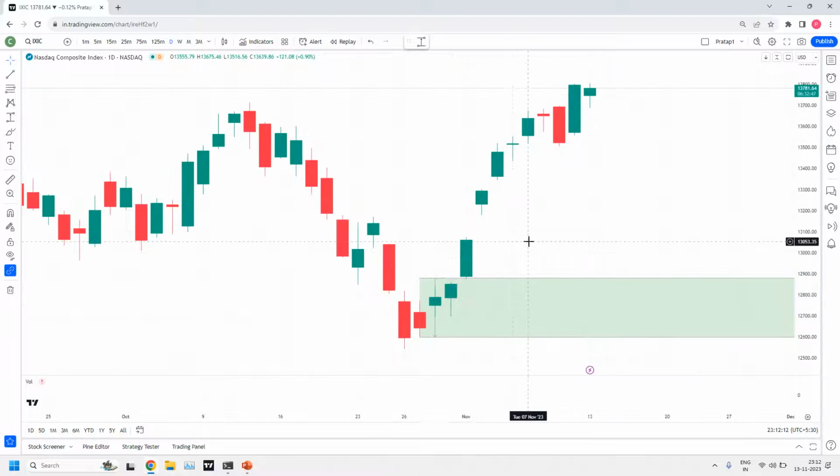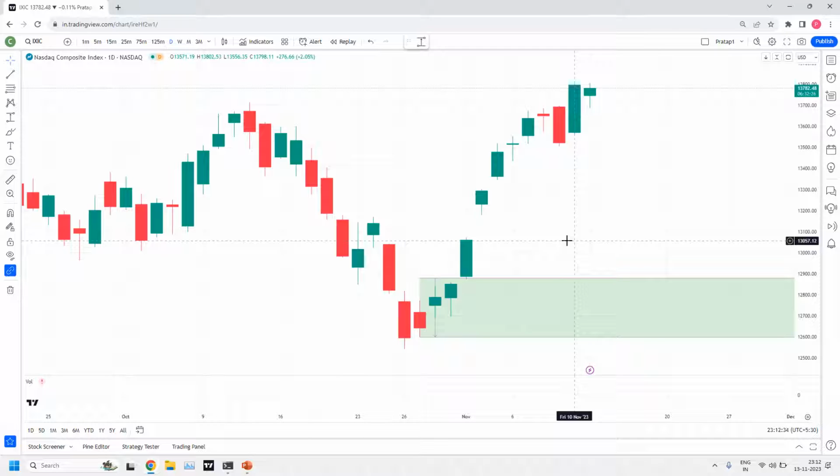But is it the correct way of drawing the zone? Actually, what is the pattern here? This is a drop candle. We have base candles and then we have a rally candle. So this demand zone pattern is drop, base, rally.